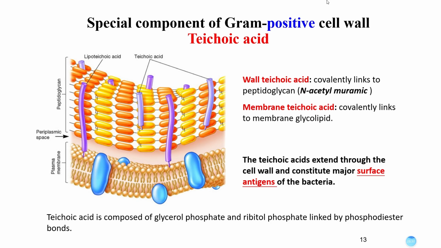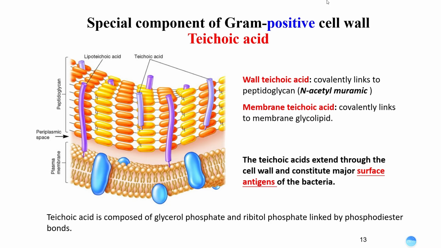A special component of the gram-positive cell wall is teichoic acid. This is how to read this word. Teichoic acid is also a polymer, which can be covalently linked to either the membrane. Okay, this is a membrane. It's covalently linked to the lipid molecule, or it can be covalently linked to peptidoglycan, like this one. It's linked to the backbone.